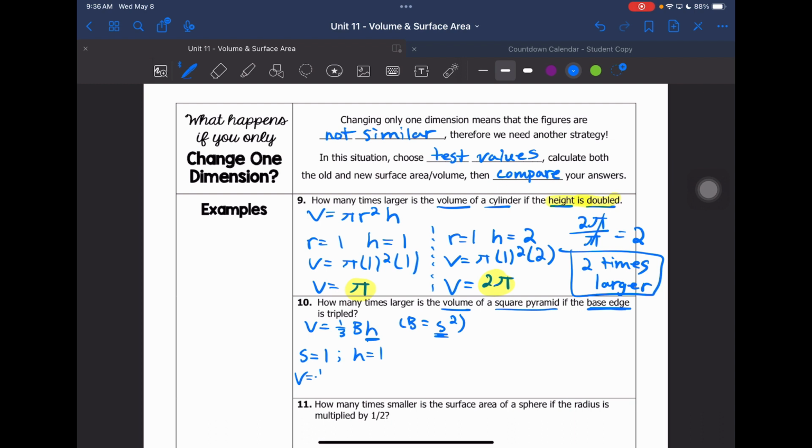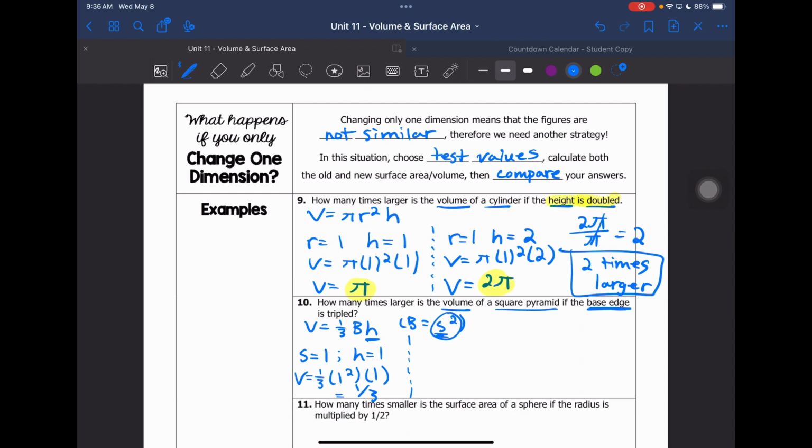So the volume would be 1/3 times area of the base, which is S squared. So let's do 1 squared, and then times height, which is 1. So when you multiply 1/3 times 1, you just get 1/3.